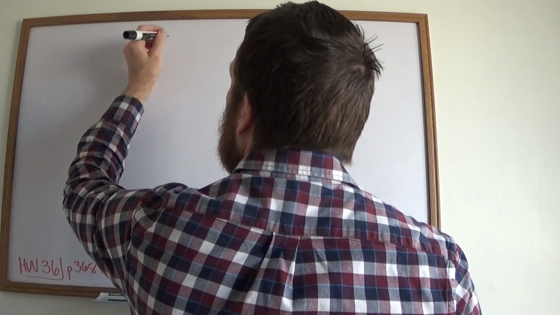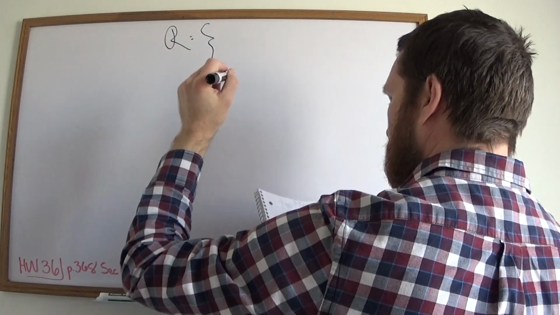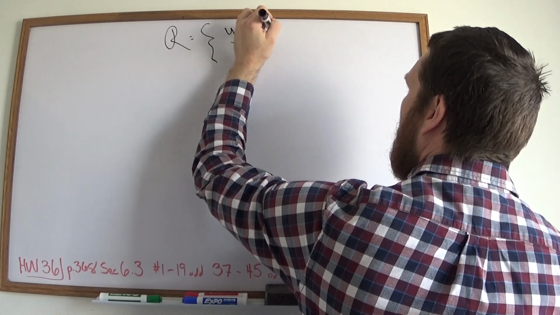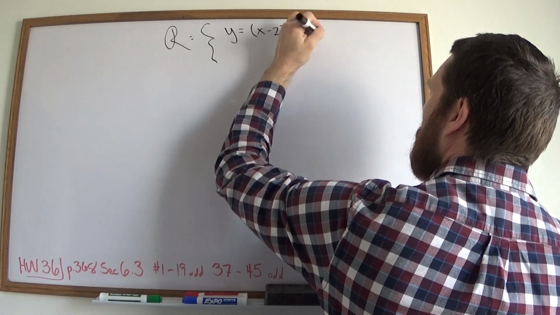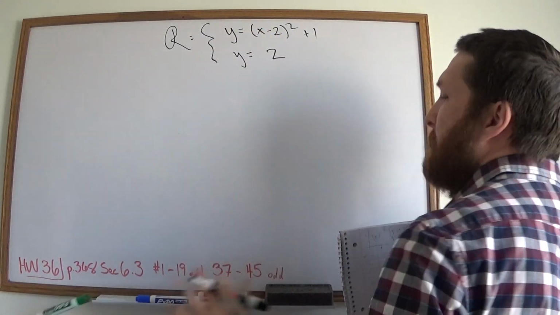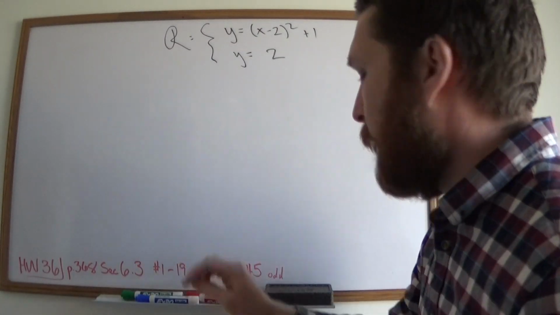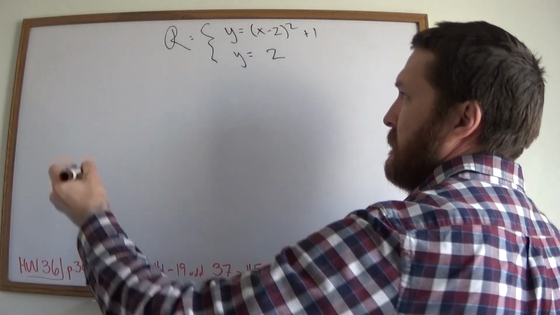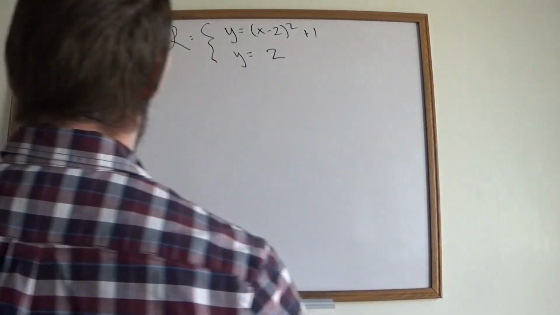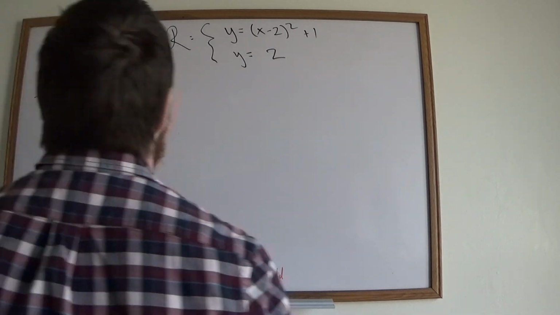We have a region defined by y equals (x minus 2) squared plus 1 and y equals 2. It's the region bounded by those two objects. And I want to graph it. So I'm going to graph it.